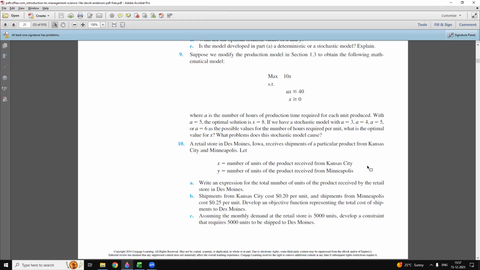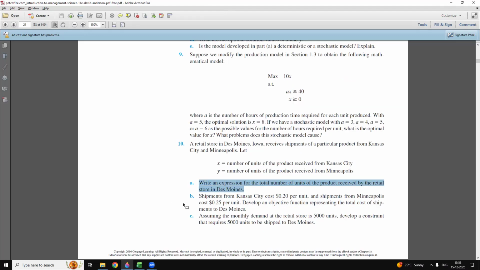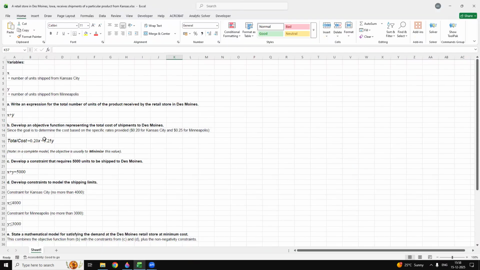This question is divided into 5 parts, and each part has its own question. I solved all 5 parts. Let me go back to the solution. For part A, which is to write an expression for the total number of units of the product received by the retail store in Des Moines, here I've solved it.